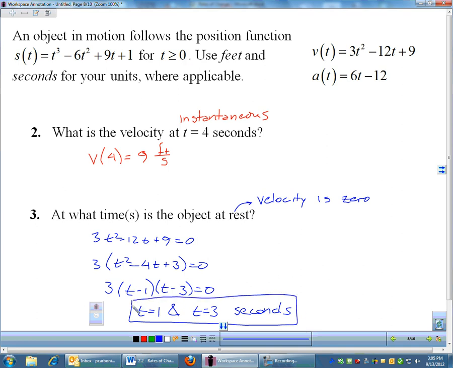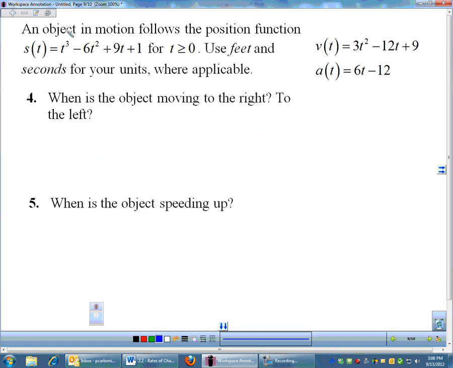What's probably happening is it's turning around. It's moving forward, and then at 1 second it stops and starts moving backwards, or vice versa. So we're probably turning around at these points, but it is possible to go somewhere and then stop for a second and then keep going in the same direction. We do it all the time while we're driving. We come to a red light, we stop, and then we keep going. Now, if you're lost, then you probably stop and turn around.